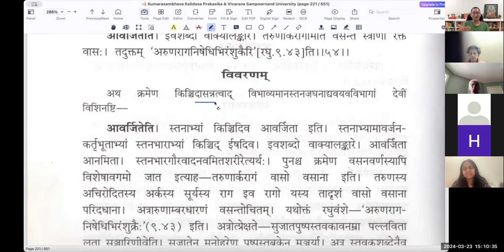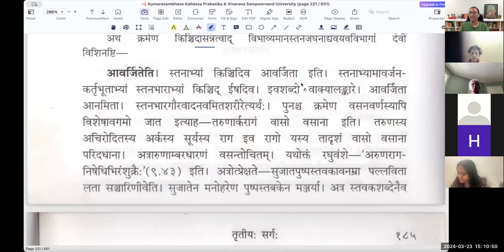So as he was approaching, it describes that path, it's very similar. So as she is coming closer, he is able to distinguish the different parts in Devi's body and he's describing here. So stanabhyam kinchit avarjita, stanabhyam avarjana kartrika bhutayam, stana bharabhyam kinchit ishat iva. It's not too much of a stoop but just a little bit, that's all because of the weight there.